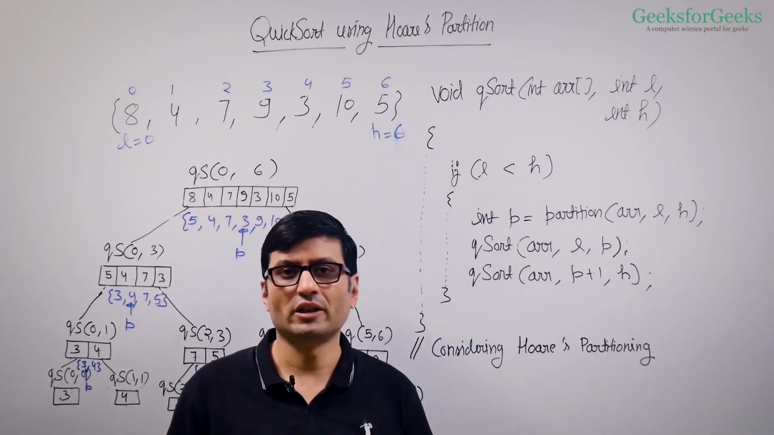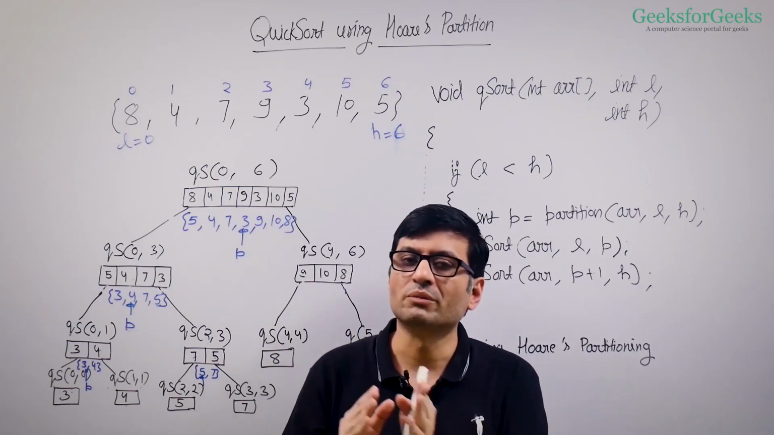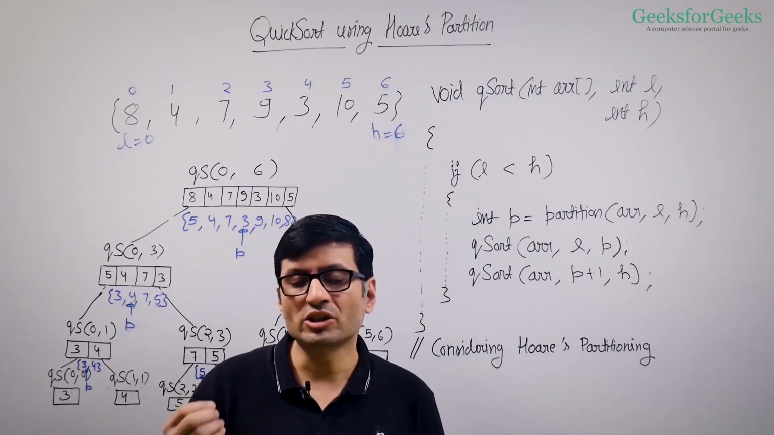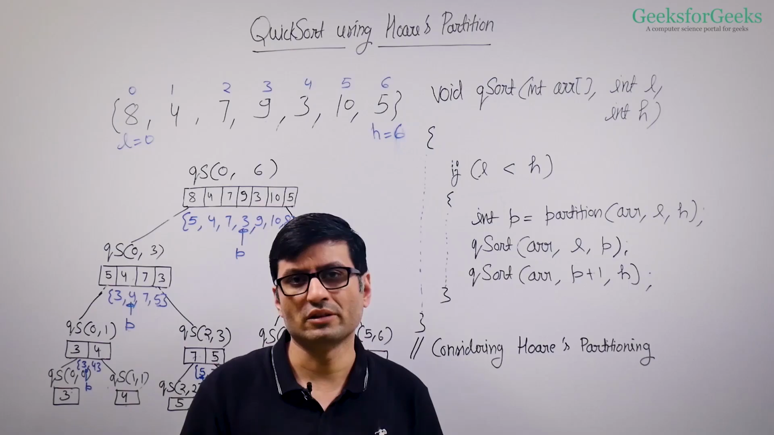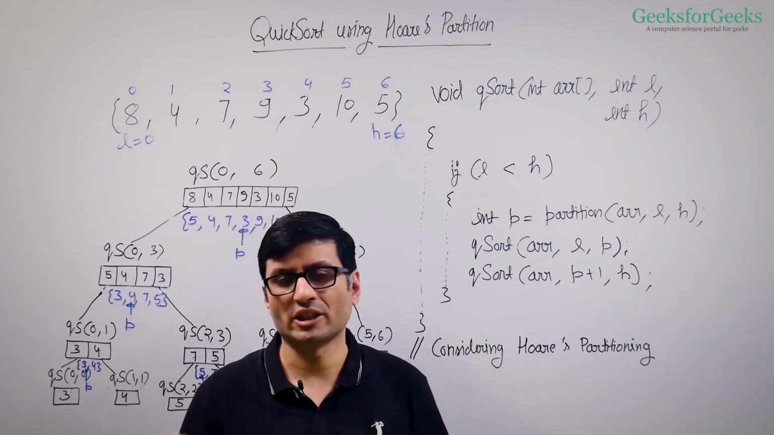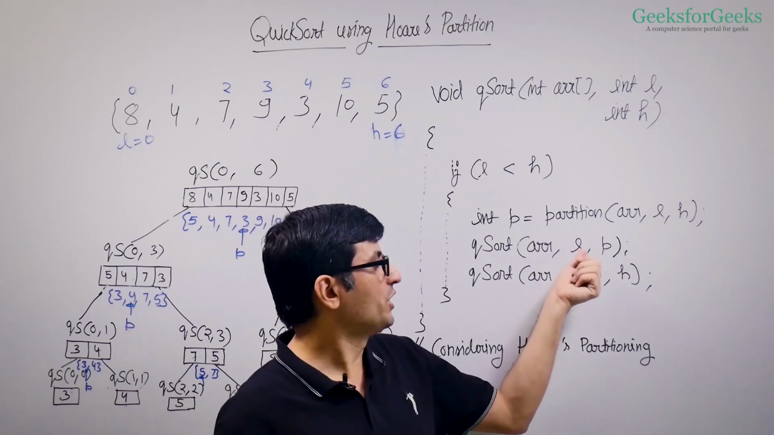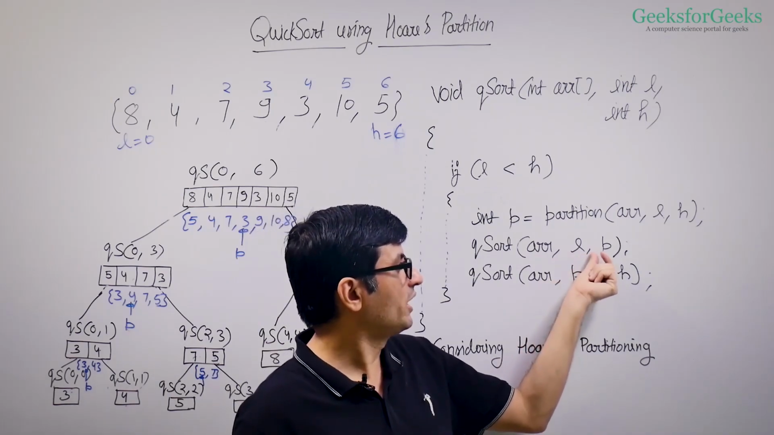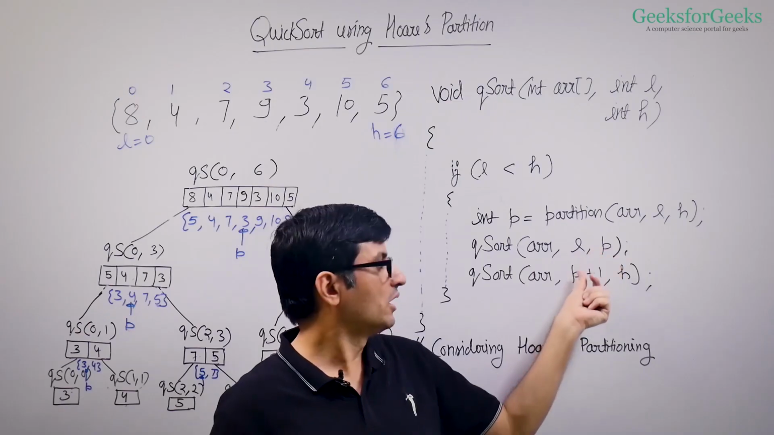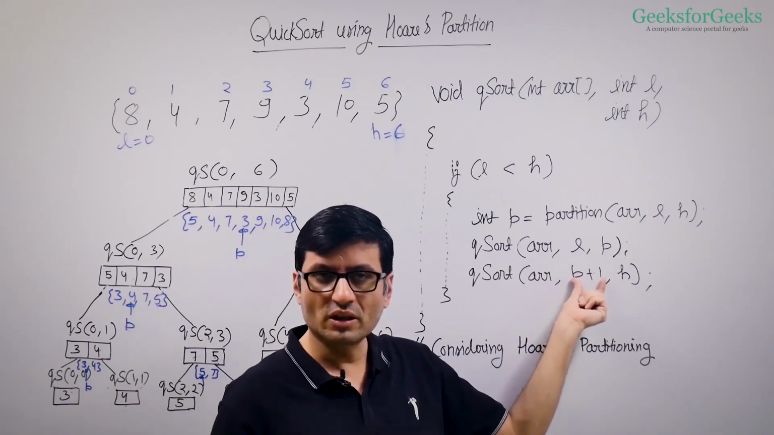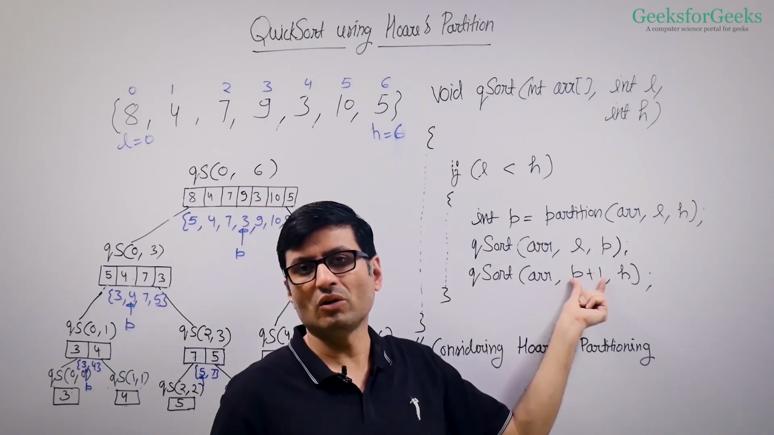What it does, it ensures that the elements on the left side are smaller than or equal to elements on the right side, right? And it returns you the index of the last element of the left side. So that's what is done by Hoare's partition. It does not fix any element at its correct position. It only partitions. That is why we call the recursive QuickSort from L to P, right? Not to P minus 1 when we are using Hoare's partition. And the other recursive call is the same in both Hoare's partition and Lomuto partition.